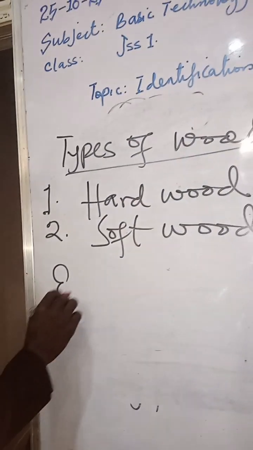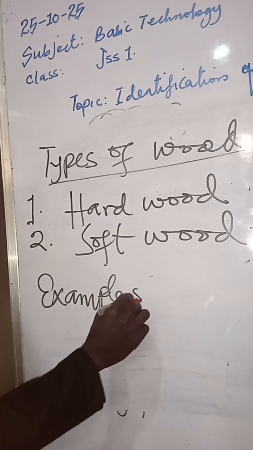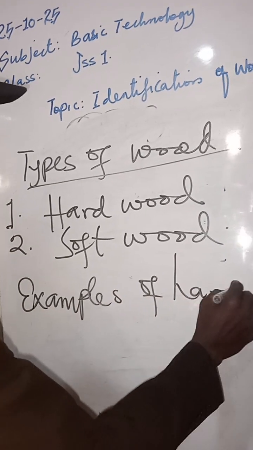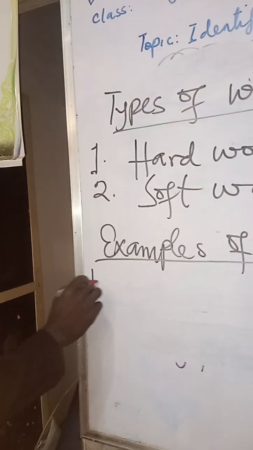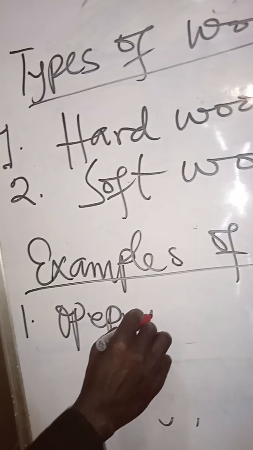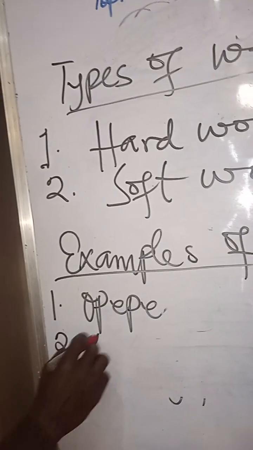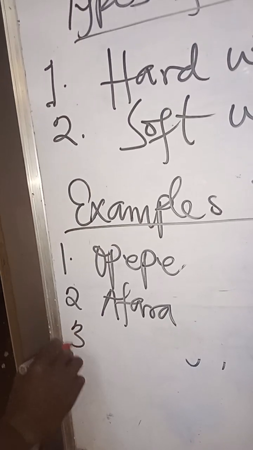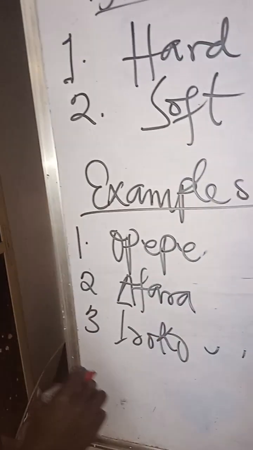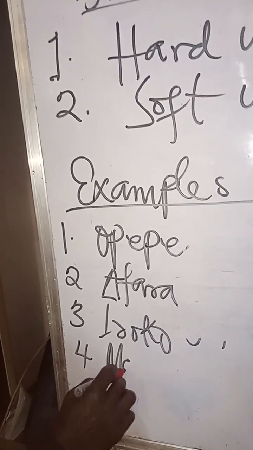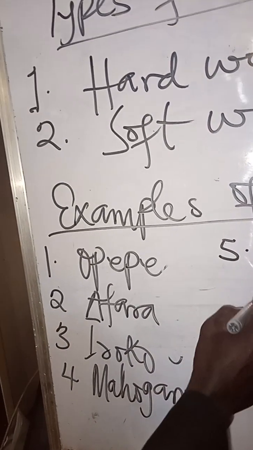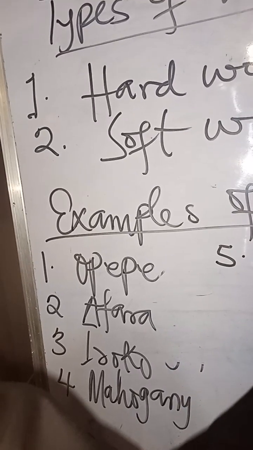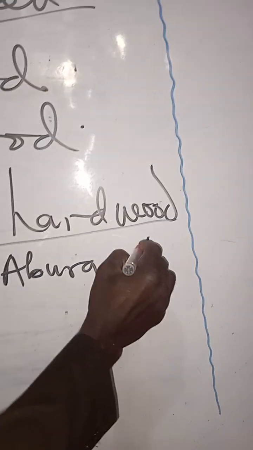Now let's look at examples of hardwood. Examples of hardwood are: 1, opepe, 2, afara, 3, iroko, 4, mahogany, 5, abura, etc. These are examples of hardwood.